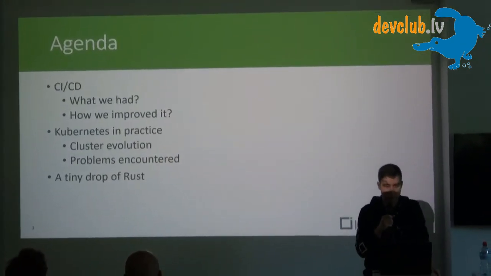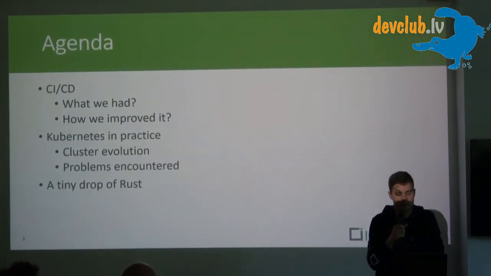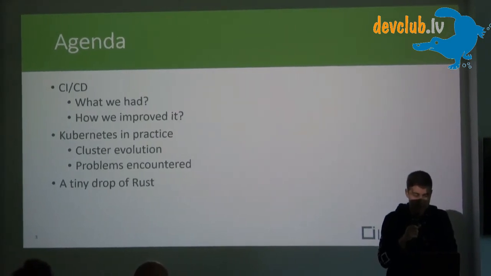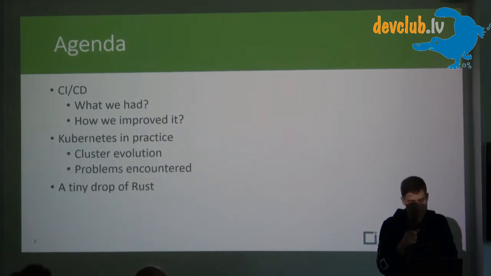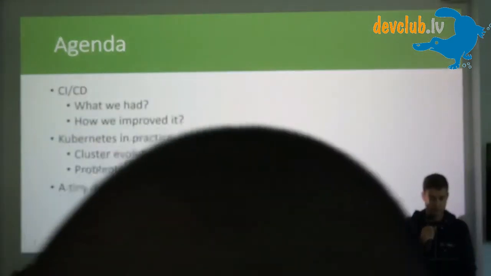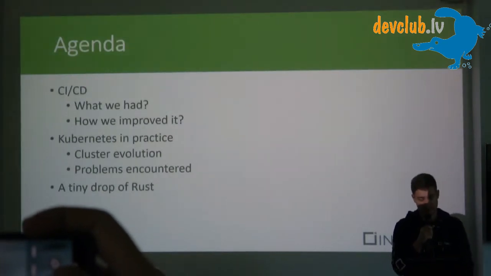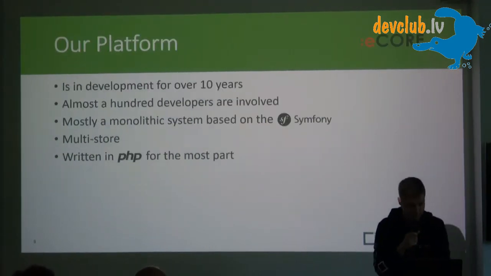And today I will tell you about our journey of adopting Kubernetes in our infrastructure, that started from the project of enhancing the CI/CD. I will tell you about what our CI/CD looked like, why we decided to use Kubernetes, a little bit about evolution of our cluster and the problems we have faced during the development of it, and a little bit about how we are using Rust in this context.